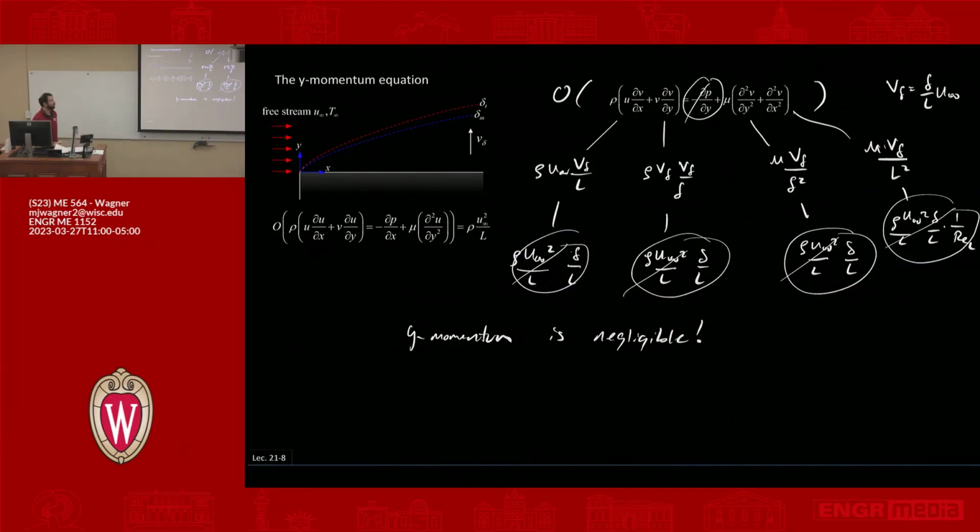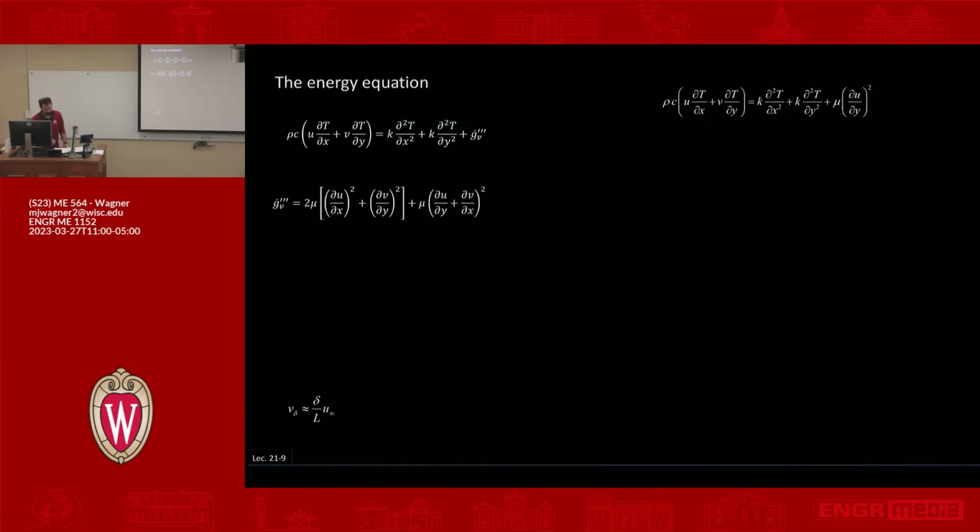Okay, so we've done continuity, x and y momentum. We're left with the energy equation. So let's look at that. It's a little bit different, right? Because now, instead of just velocities and densities, we're dealing with energy, so temperature, conductivity, things like that. Remember the energy equation that we came up with.